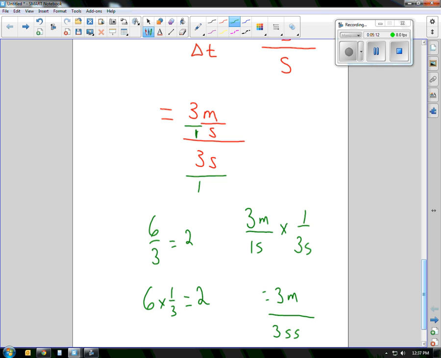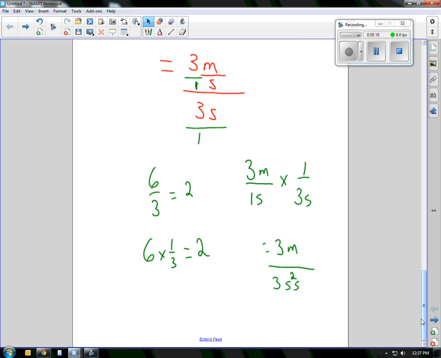No, we don't write 3 seconds. We write 3 seconds squared. So that's how the units become meters per second squared, and then 3 divided by 3 is 1. So our answer there would be 1 meter per second squared. So that's why the units do what they do.